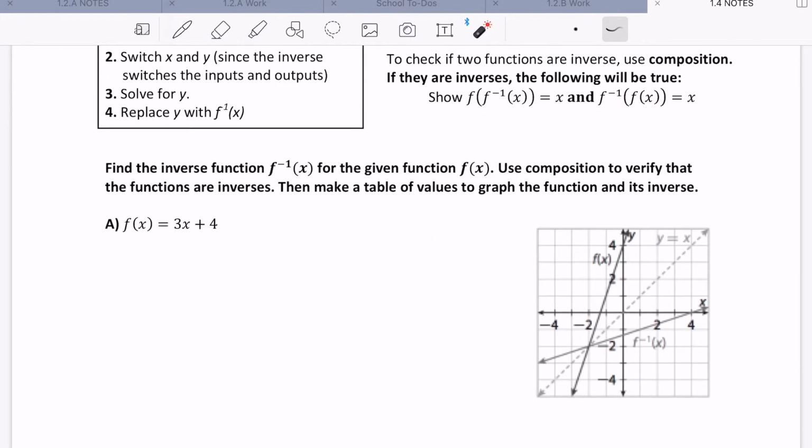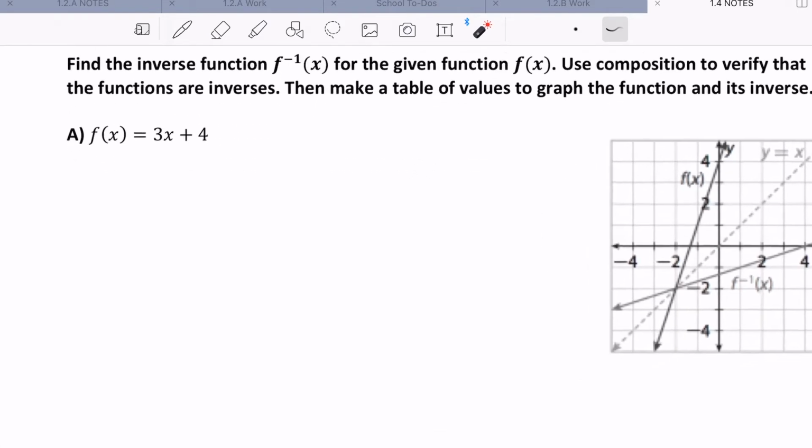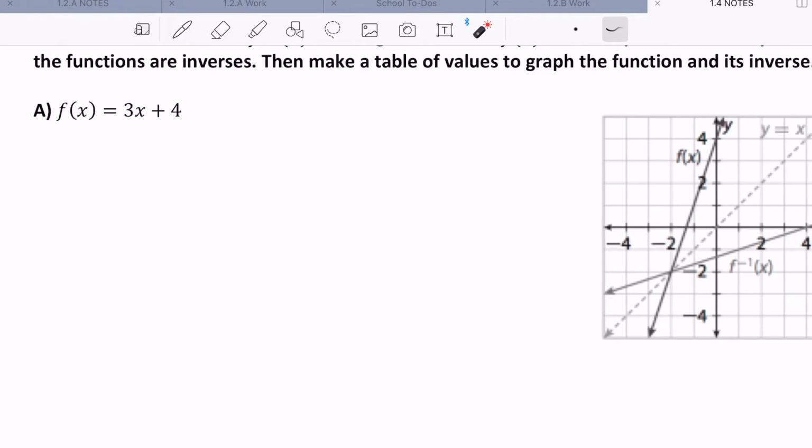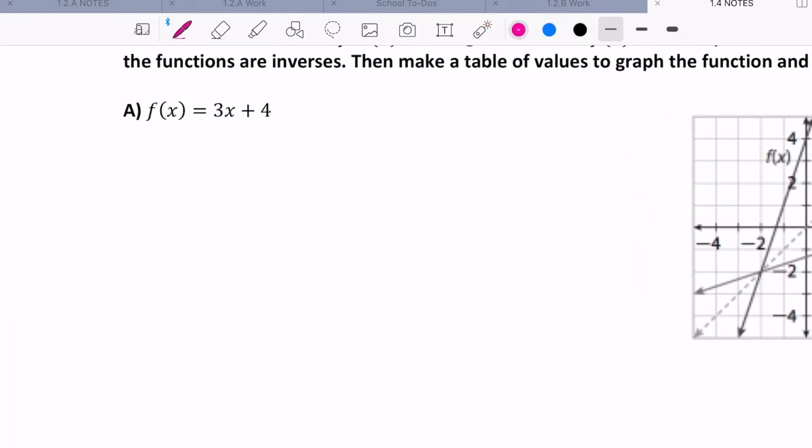Okay, so let's find the inverse for the given function and then use composition to verify that the functions are inverses. Then make a table of values to graph the function and its inverse. So you can see our function here, f of x equals 3x plus 4. First thing we're going to do is replace f of x with y. So all I did was rewrite the function, and instead of using function notation, which is f of x, I rewrote it using a y value.